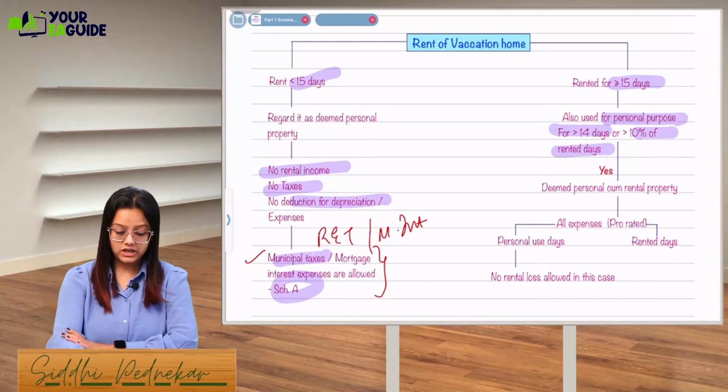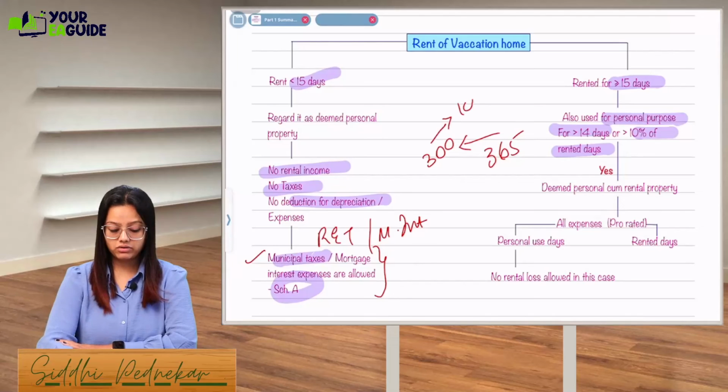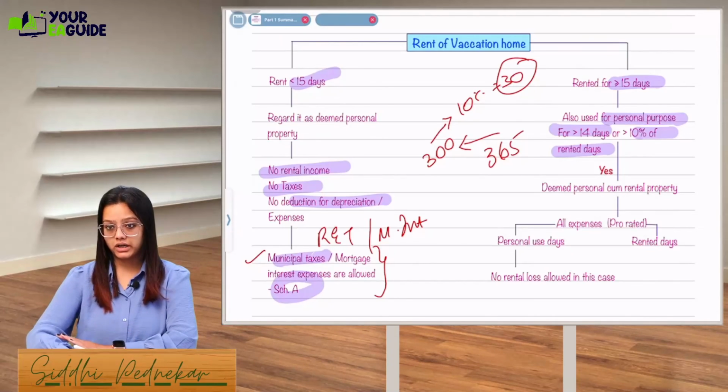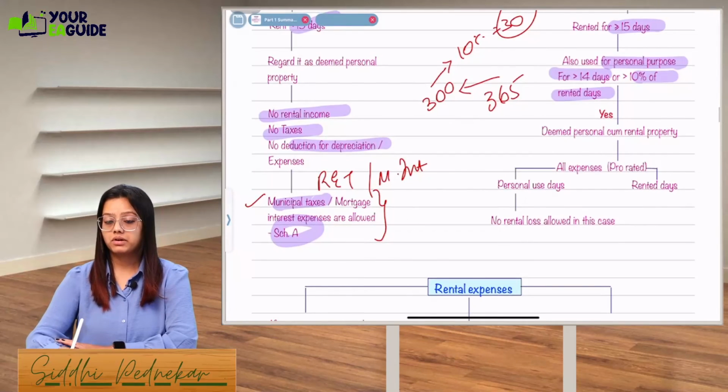Let's say during the whole year of 365 days, I have rented my property for 300 days. So 300 into 10% is what? 30 days. Whether I have used the property for personal use for 30 days or more than 14 days. If yes, then it will be deemed as a personal cum real property.